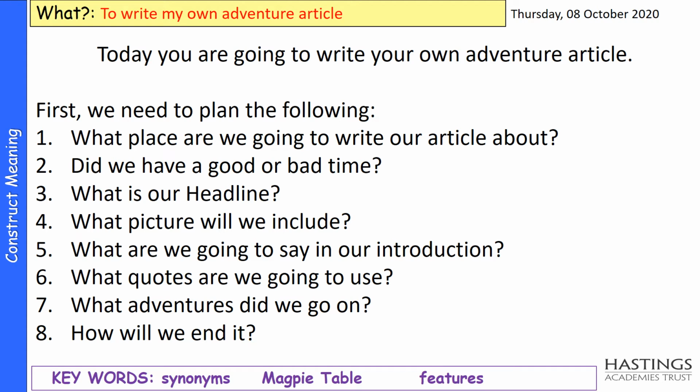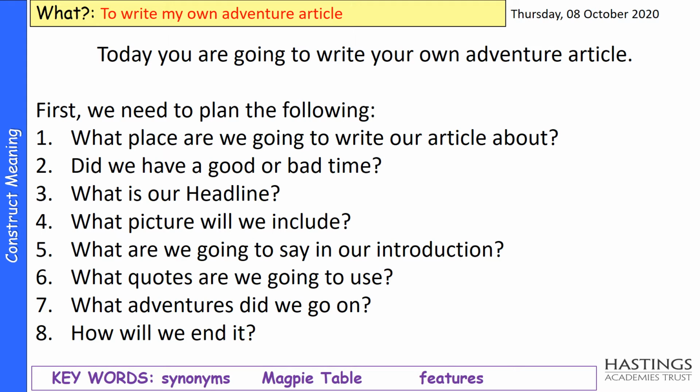Okay, so today we're going to be writing our own adventure article. So what I want you to do now is just to spend a bit of time planning that out. So there are 8 things here you need to think about. So try and write down some notes as you go. Give yourself some time to think about what place you're going to be writing about. Did you have a good or a bad time? You need to come up with a headline. So if it's a newspaper article, it's going to have a headline. And add a picture as well.